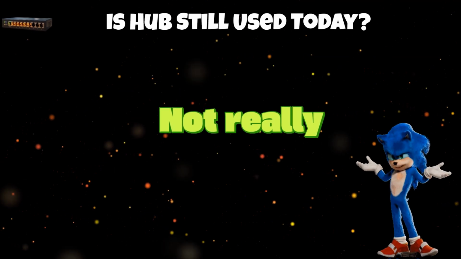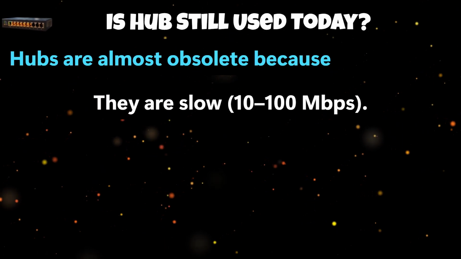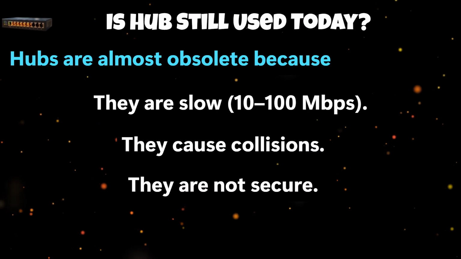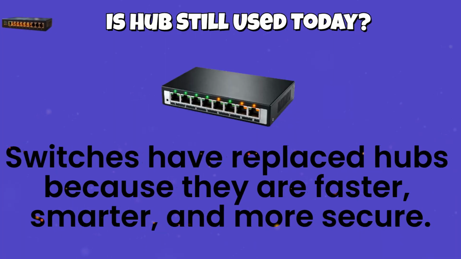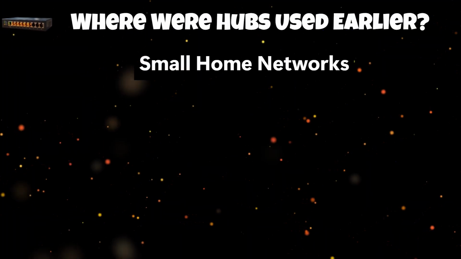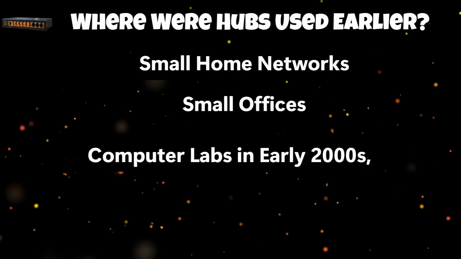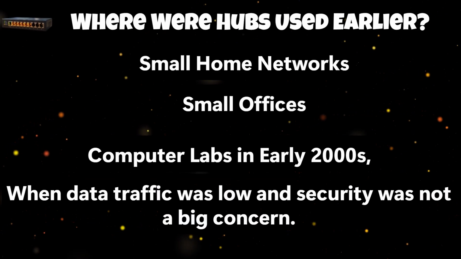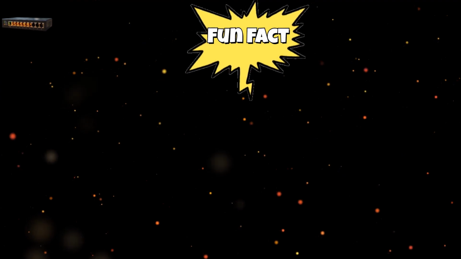Not really. Hubs are almost obsolete because they are slow, 10 to 100 megabits per second, they cause collisions, they are not secure. Switches have replaced hubs because they are faster, smarter, and more secure. Where were hubs used earlier? Small home networks, small offices, computer labs in early 2000s, when data traffic was low and security was not a big concern. Let's see a fun fact.